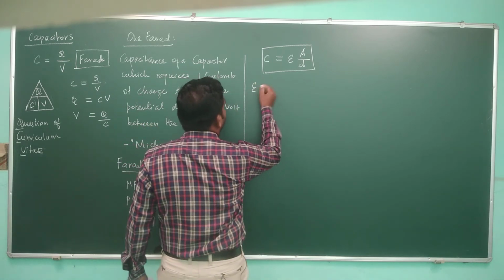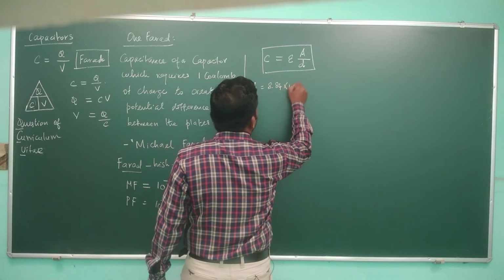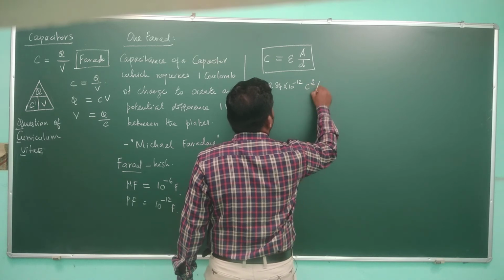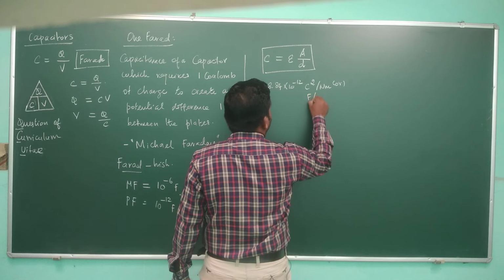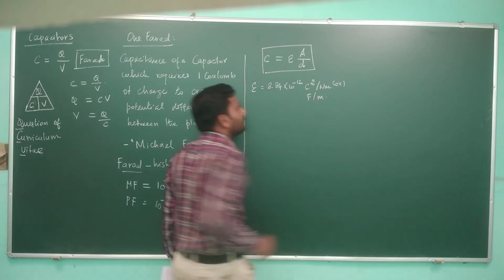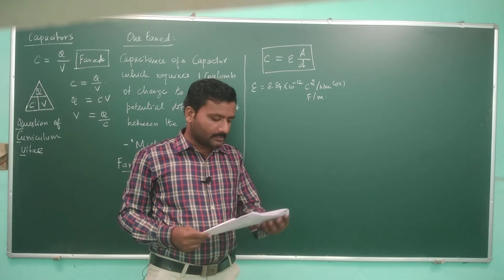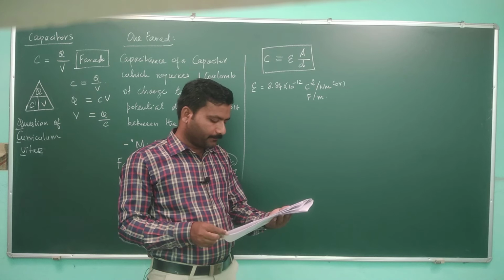And again, let me recall, the value of epsilon is 8.84 into 10 power minus 12 coulomb square per Newton meter square or Farad per meter. This constant we have encountered from class 1 onwards. Try to remember these constants, which are very important.